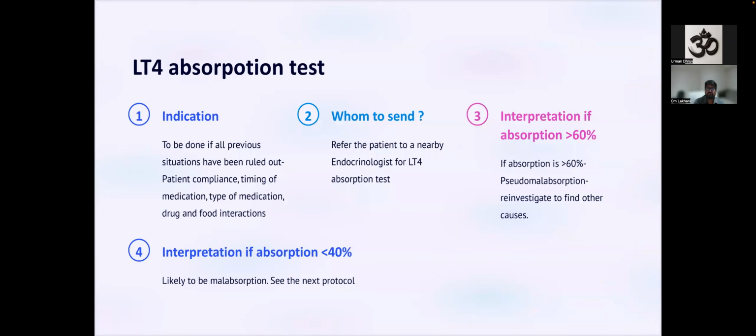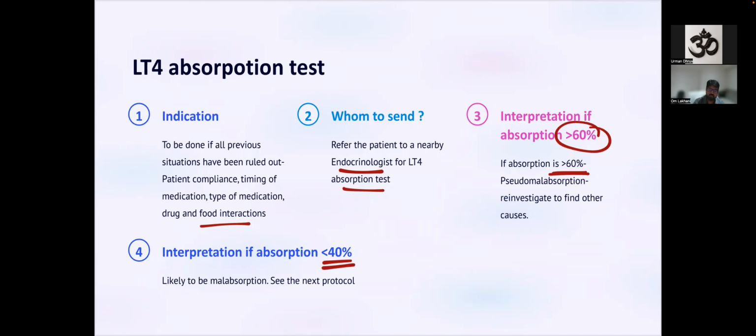Okay, so the levothyroxine absorption test. When should you do this test? This test should be done only when you rule out all the other causes of poor levothyroxine absorption. Now, these are generally to be done by endocrinologists. So if you have a patient where you suspect a levothyroxine absorption problem, you can send them to your endocrinologist who can do a levothyroxine absorption test. Now, interpretation of the test: more than 60% absorption is considered normal, but less than 40% is considered abnormal and likely to suggest malabsorption.